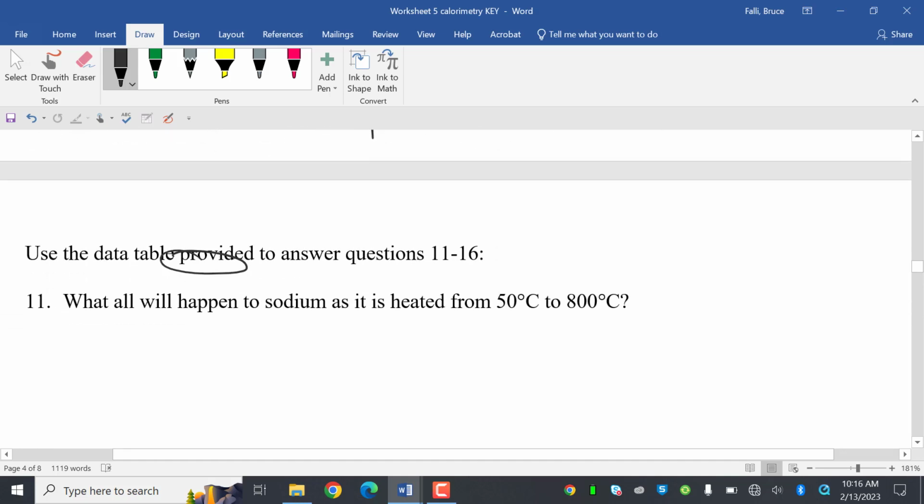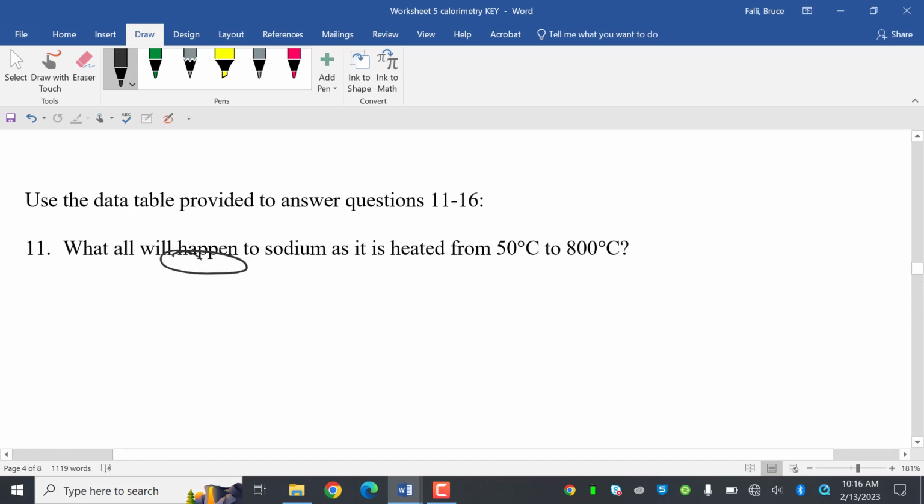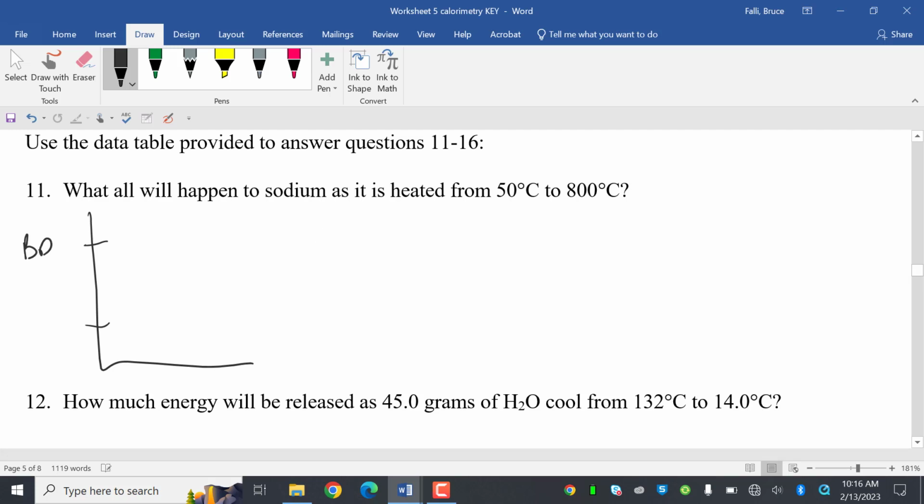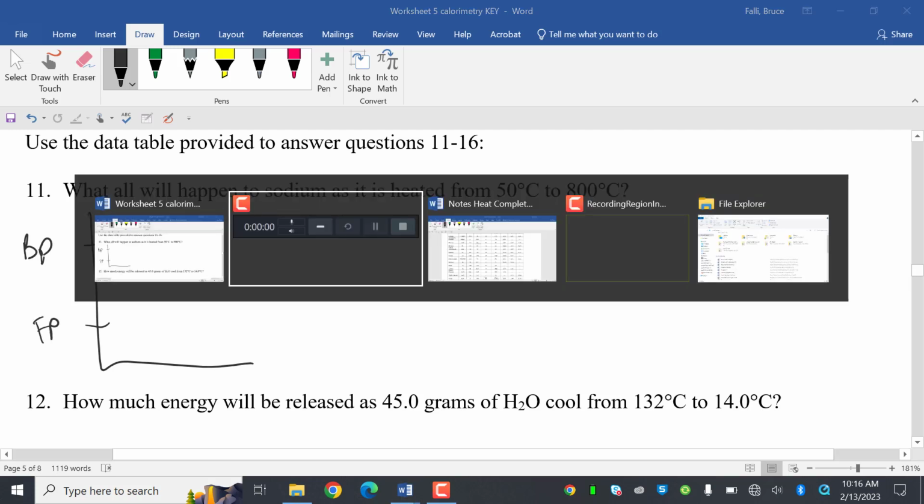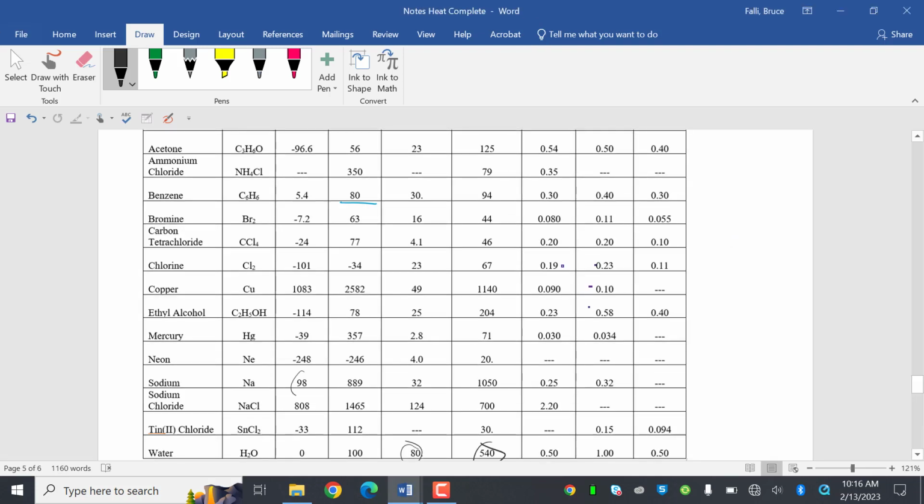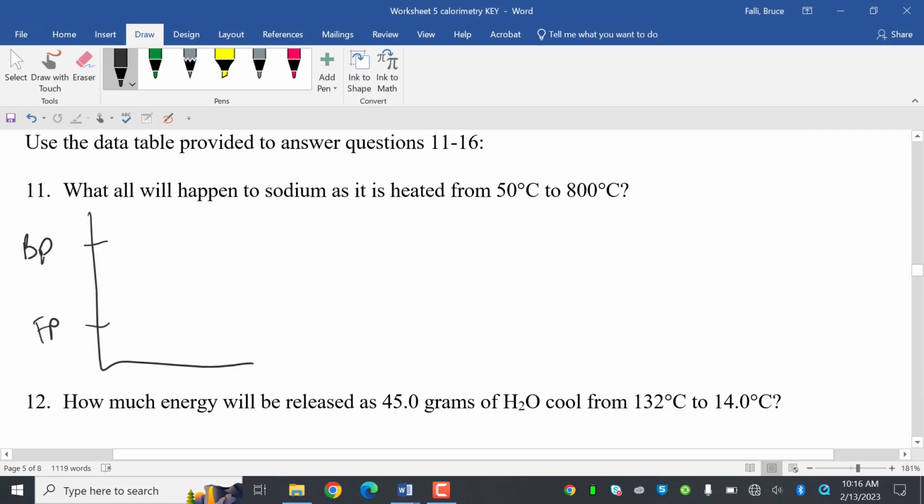Well, too bad. Use data table provided to answer 11 through 16, which is the same one as there. What will happen to sodium as it is heated from 50 to 800? So just as what will happen to it. So this is my boiling point. This is my freezing point. So we're looking at sodium. Sodium. 98 and 889.